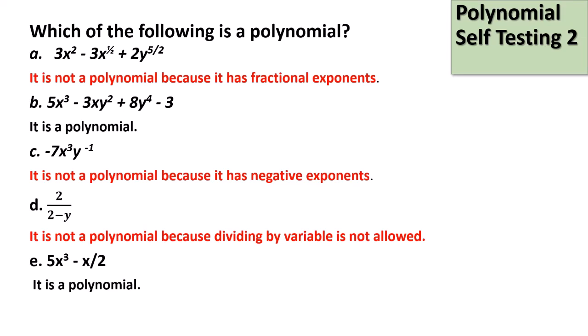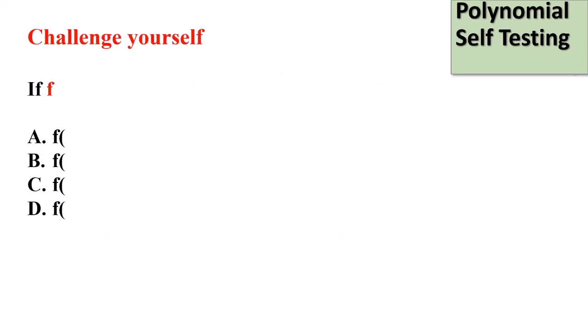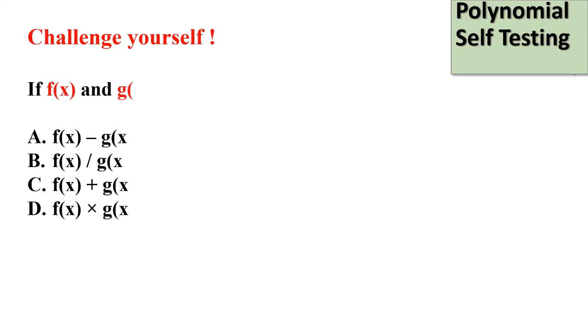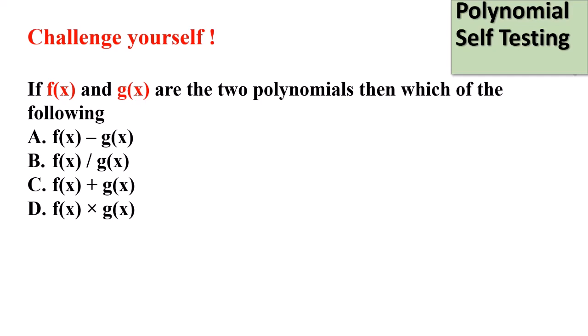Part E, 5x cube minus x upon 2. It is a polynomial. It is allowed to divide a variable by a constant. Okay, now challenge yourself and see the question very carefully. If f of x and g of x are two polynomials, then which of the following may not be a polynomial? f of x minus g of x, f of x divided by g of x, f of x plus g of x, f of x multiplied by g of x. So think about it.